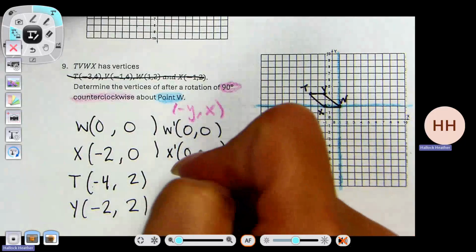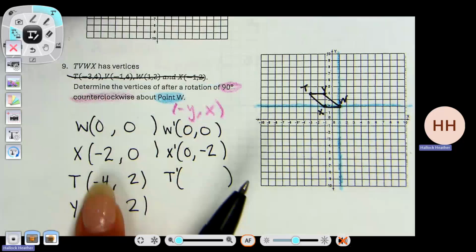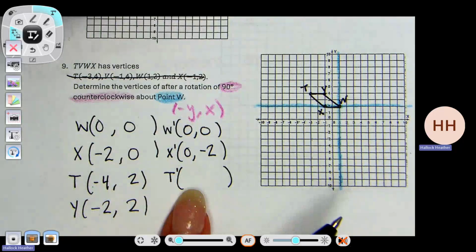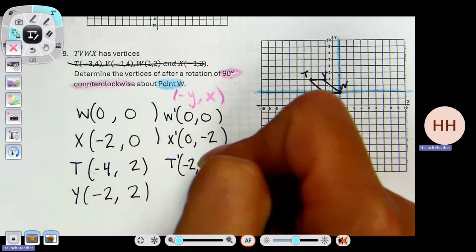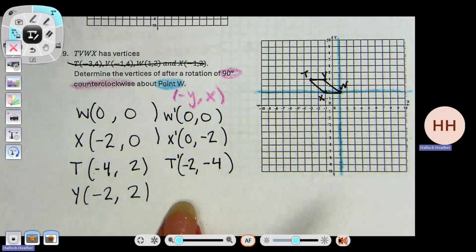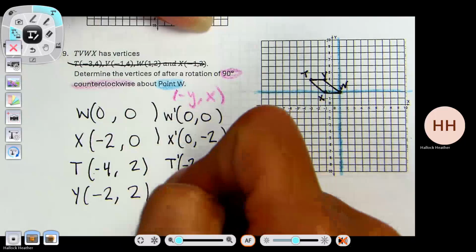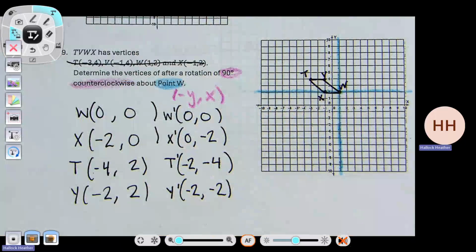Zero, negative 2. T, if I flip it and I change the front, what's it going to be? Negative 2, negative 4, because the negative stays in the back. And then what about Y? Negative 2, negative 2.